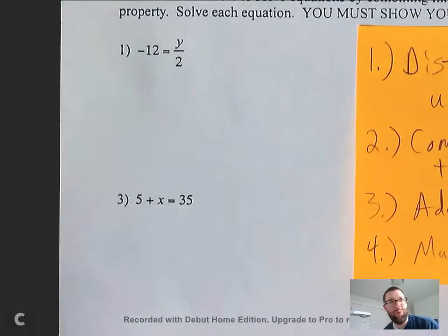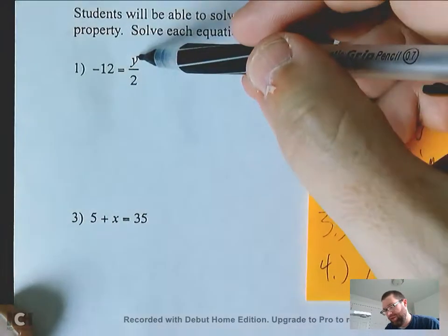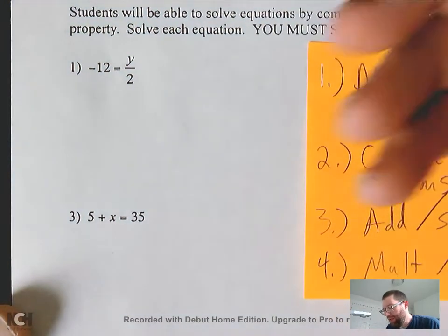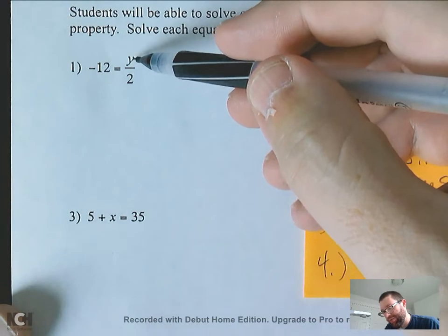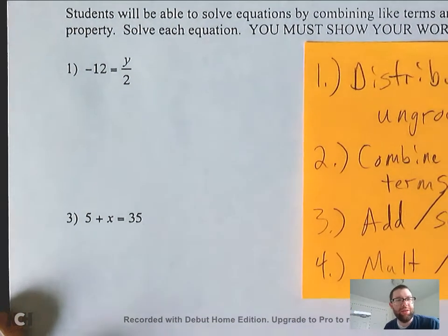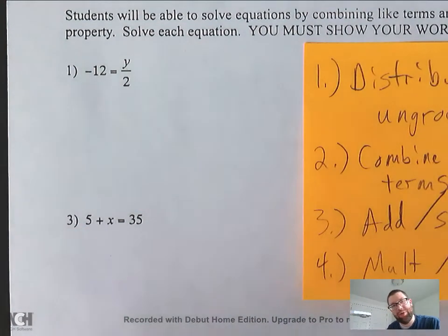So let's start with number one. Number one is just a one-step equation. There's nothing distributing, there are no like terms, and there is nothing adding or subtracting. The only thing that's happening is this variable is getting divided by 2. Our ultimate goal with all equations is to get the variable by itself, so we have to undo all the things around it.